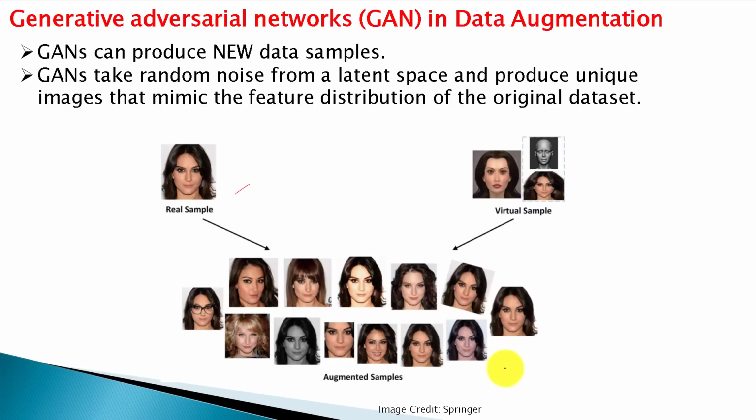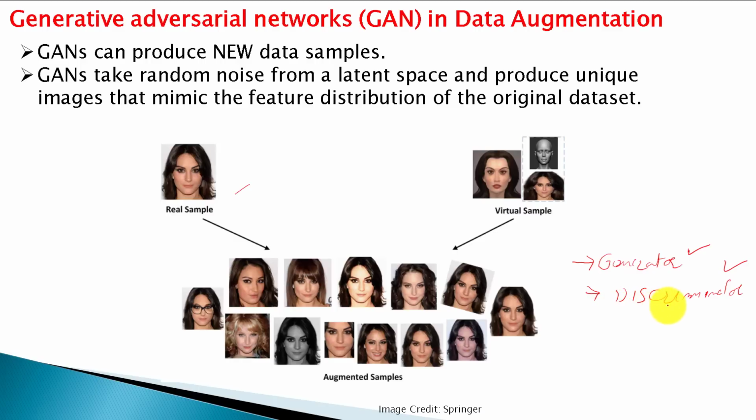Actually, in the working of the GAN, we have two types of networks. One is the generator and the other is the discriminator model. So we create two types of models, generator and discriminator. The generator generates new images while the discriminator model discriminates between the real and the new image. So it discriminates between the different images.